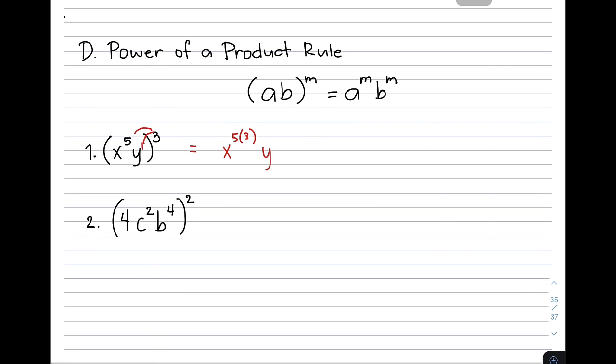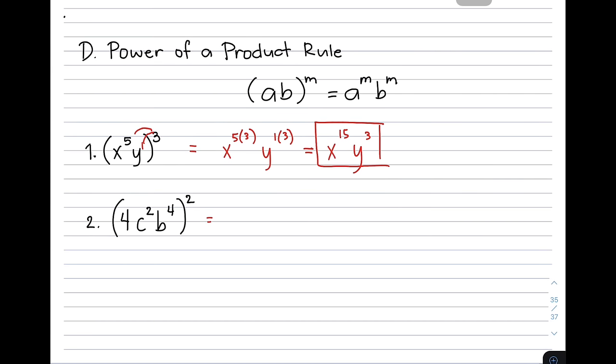So you have y raised to 1 times 3. And simplifying this expression, this will give you x raised to 15 because 5 times 3 is equal to 15. And then for the y variable, the exponent is 3. This is the answer for item number 1. Let's move on with item number 2.